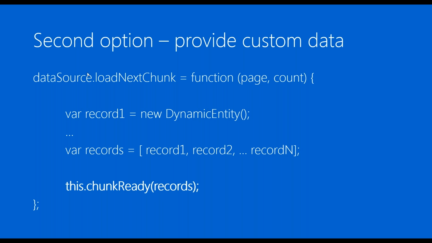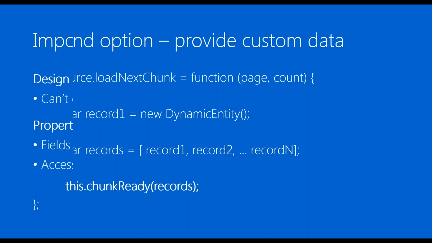The second option is to provide completely custom data. Again, you will provide the load next chunk function, but there you will construct the records on your own. Just make sure that they are dynamic entities, and once you have the array of dynamic entities which you would like your data source to provide, you call chunk ready with your records.